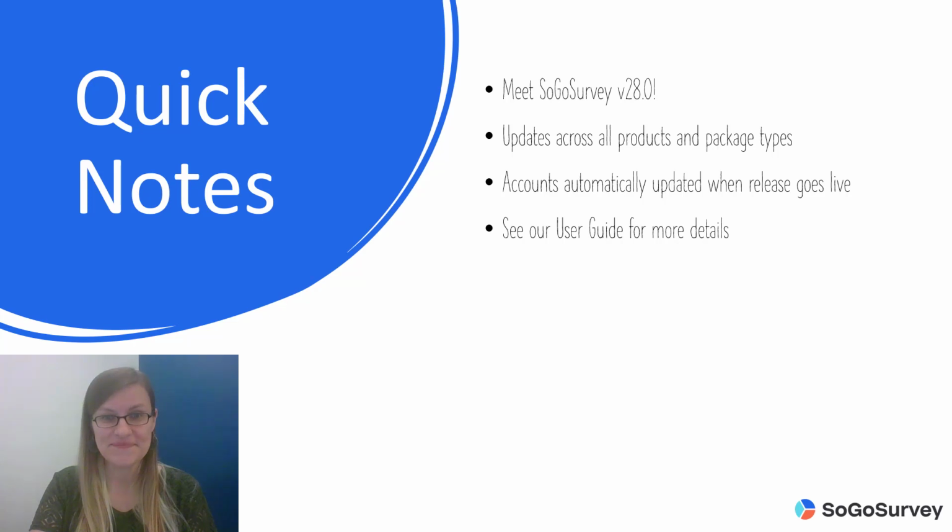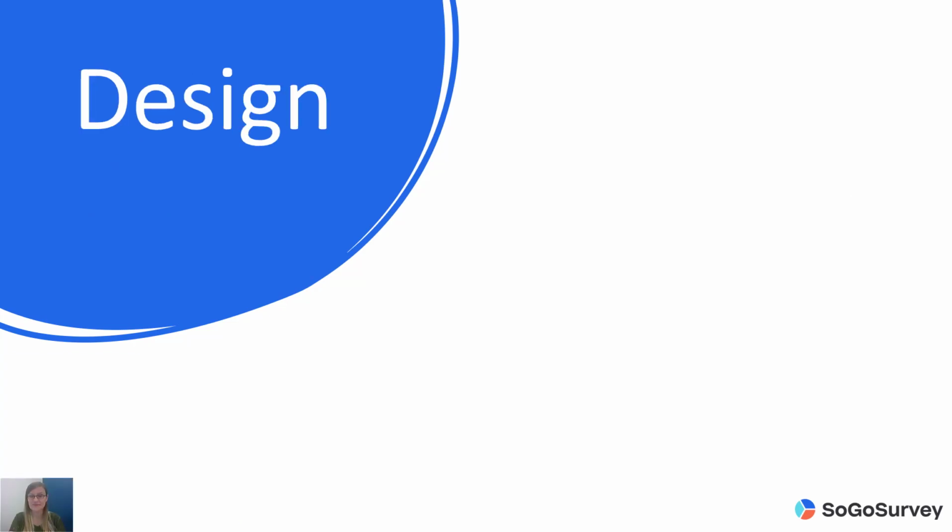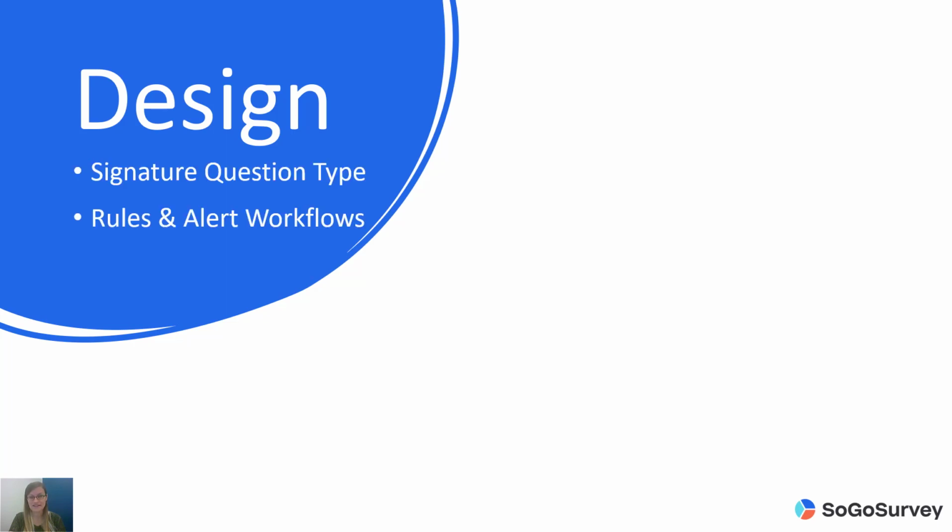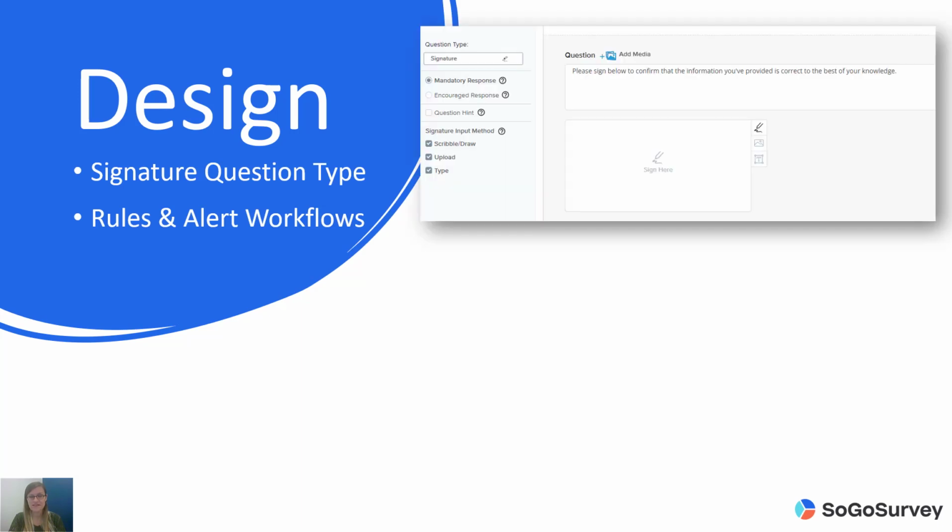Let's get started. Within the design module, we know this is one of the most important parts of the platform for you. We've got two quick things to highlight here. One of them, the first one that you're seeing there, is the signature question type. This is something that we've been hearing about for a while, and we're very excited to be able to bring it to you now. So imagine the use case, of course, you'd like someone to be able to confirm that they agree or they acknowledge, whatever it is, keep it official.